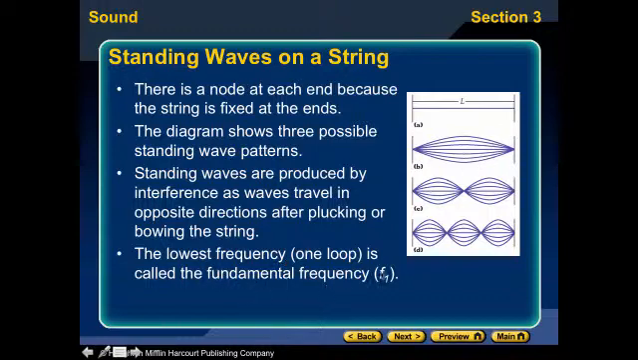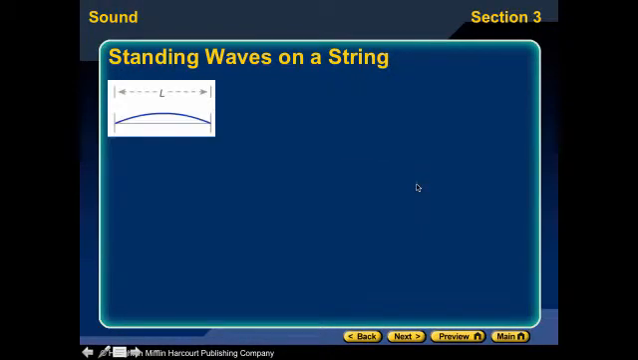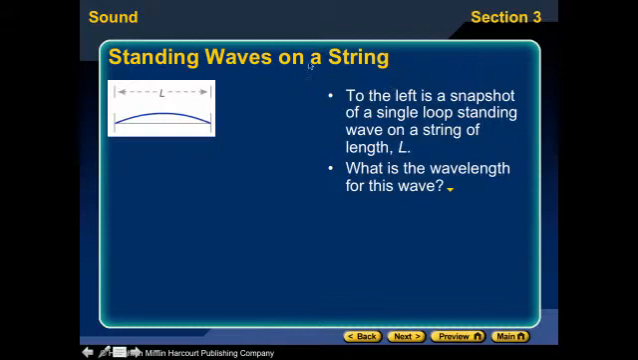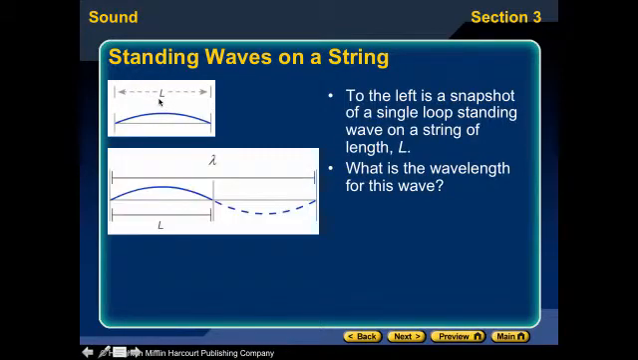The lowest frequency is called the fundamental frequency. This would be the fundamental frequency, and then we have what are called harmonics. To the left is a snapshot of a single loop on that string. What would be the wavelength? Well, the wave would come from here to here, but then also down and up. So the wavelength would actually be 2L, right? So here's the wavelength, 2L.